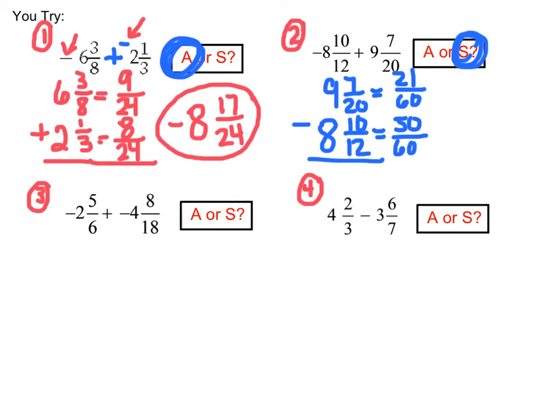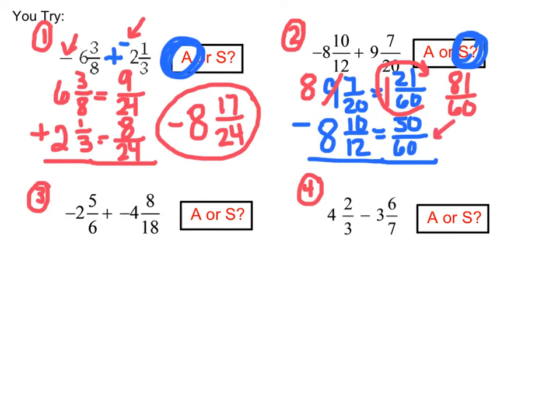Now on this one, when I try to subtract 21/60 minus 50/60, I'm not able to, which means I have to borrow in this problem. So remember to borrow, we're going to take 1 away from the 9 and make it an 8. And that 1 that we took away, we're going to add in front of our fraction. So now this, as a mixed number, is going to be 81/60.